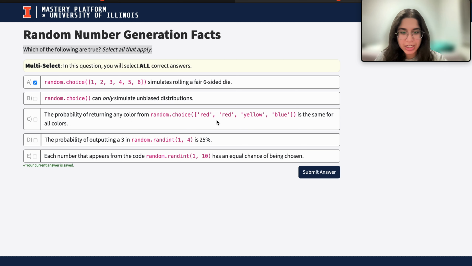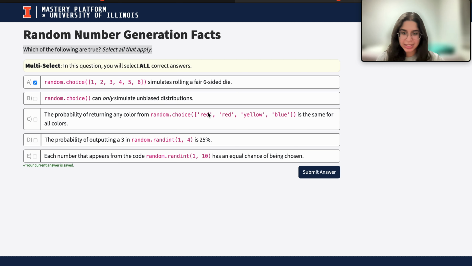Well, we can see here, what is the probability of picking red? Red occurs twice out of 4 possible colors, right? So the probability of picking red is 2 out of 4. The probability of picking yellow is equal to the probability of picking blue, which is 1 out of 4, because both of these just occur once out of 4 possible colors. So red is actually 2 times as likely to get chosen as any other color.